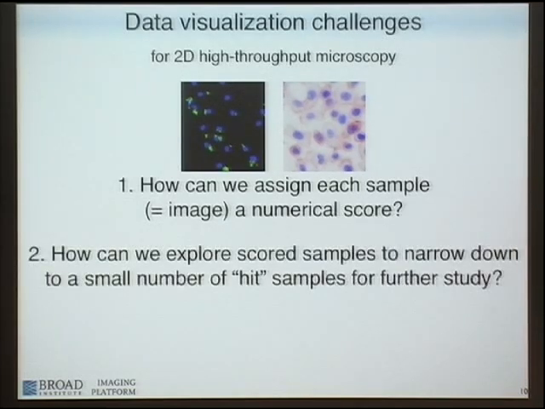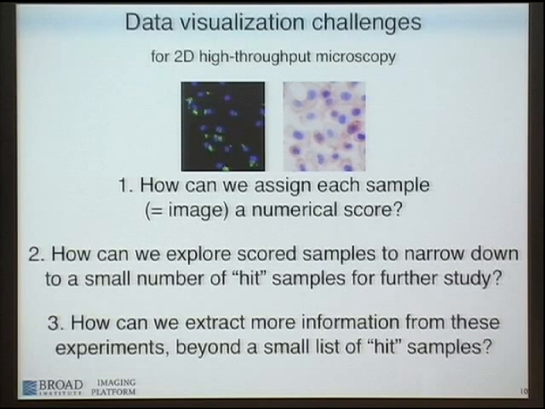Secondly, how can we explore these scored samples once we've assigned them a score? How do we narrow them down to a small number of hit samples that we want to study further? Usually the biologists have limited resources to follow up. So if they've tested 100,000 chemicals, there might be thousands of them that have some amount of the property that they're looking for, maybe some efficacy curing tuberculosis, for example. But how do we narrow it down to just a small number that is feasible to follow up on in the laboratory? And then lastly, how can we extract more information from these experiments beyond just a list of the top 10 chemicals or the top 10 genes for any one process?